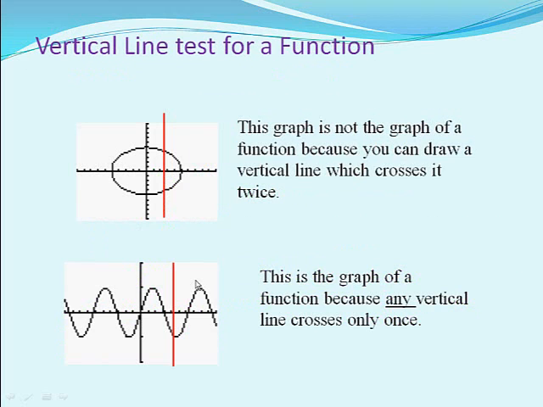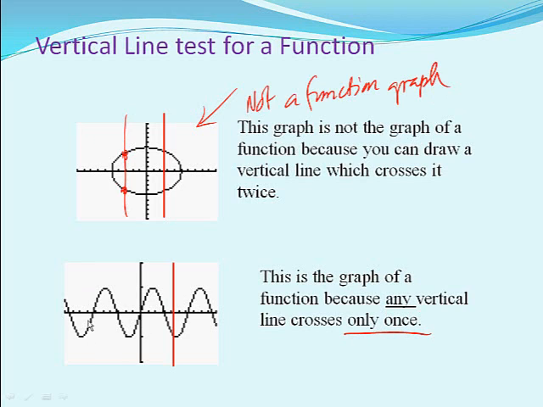Here are two examples. The first graph is not the graph of a function because you can draw a vertical line which crosses it twice. So this is not a function. Vertical line test: more than one point. The second graph is the graph of a function because any vertical line crosses only once. So wherever you draw the vertical line, it crosses the graph only once. If that property is there, it is the graph of a function.